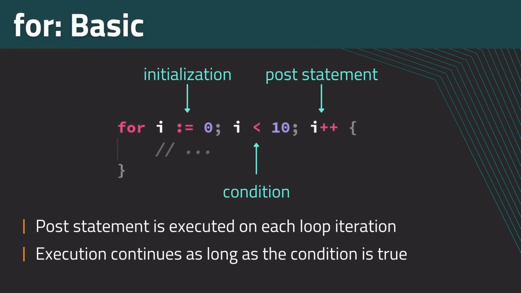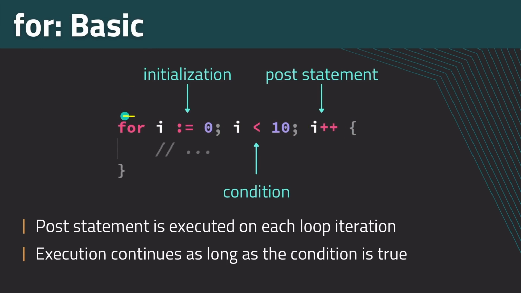Let's take a look at the basic C-style loop. We have the for keyword, followed by the initialization statement, a condition check, and the post loop statement. Each one of these portions is separated with semicolons, so you have 3 sections: initialization, condition, and post.